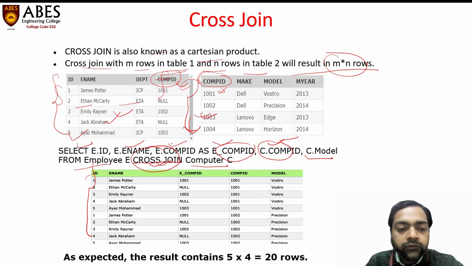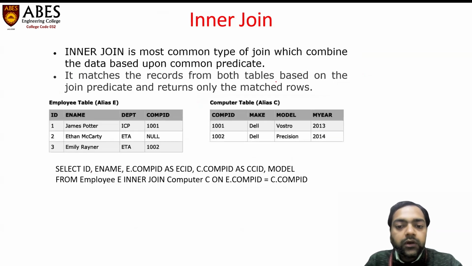What does it do? It will match the first row of the first table with all the rows of the other table. Now the second row of the first table will be matched with all the rows of the second table. So in this manner we'll get the total number of rows as 20, because in the first table we have a total of 5 rows, and in the second table we have 4 rows. And as we know, in a cross join or Cartesian product, we get m into n number of rows, right? Now we'll talk about inner join.